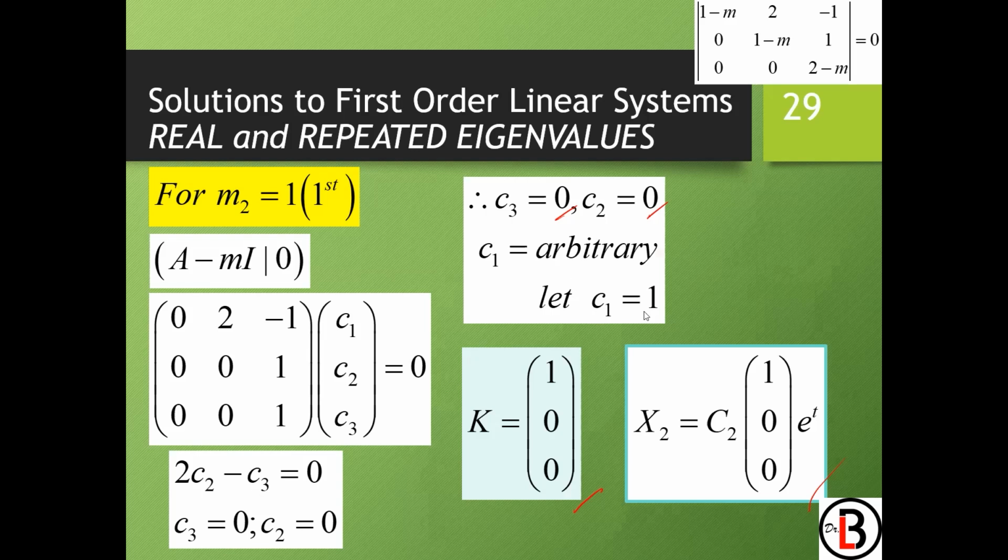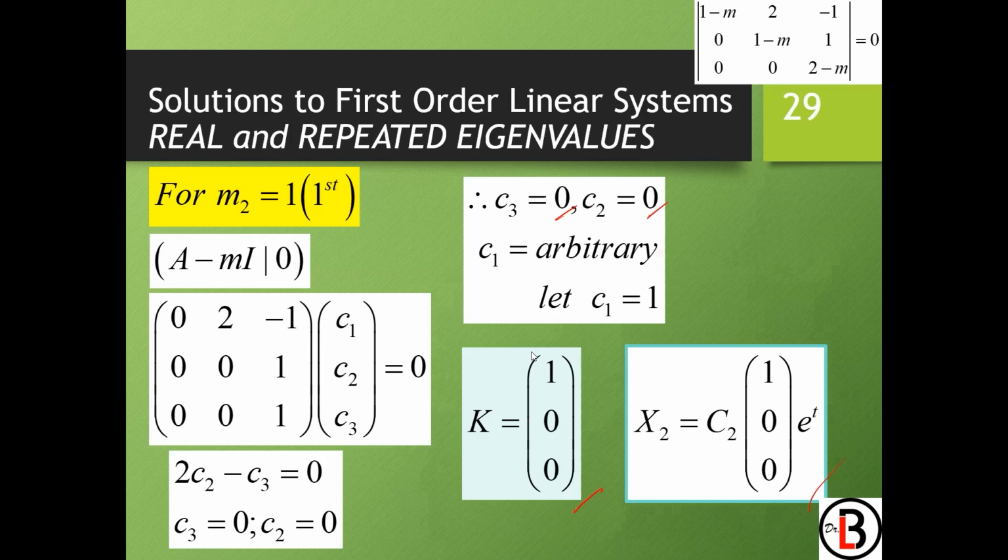I will assume C1 to be 1, as you said last time. You can never assume C1 to be 0. Why? If C1 is 0, the whole column becomes 0 already. That means the Wronskian determinant will already be equal to 0. So linearly dependent solutions. We cannot have that. So let's assume C1 is 1. And then let's say the eigenvector that I obtained here, K, is 1, 0, 0. Okay, plug that in. So x2, which is the solution from the second root, is 1, 0, 0, e to the t.